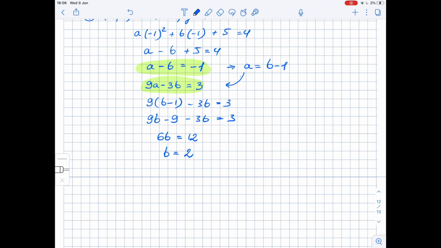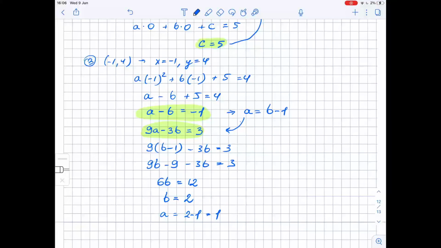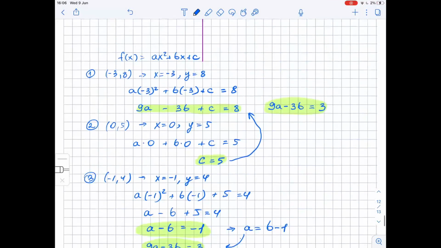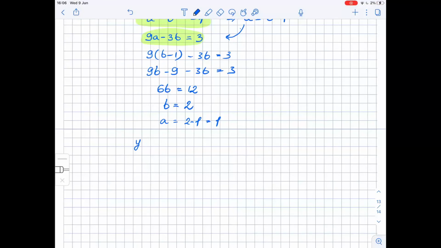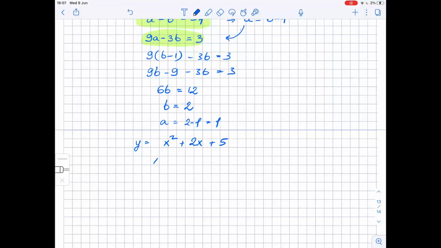Well, if b is equal to 2, then a is equal to b minus 1. So a is equal to 2 minus 1, and it's equal to 1. Well, we have all our coefficients. We have a, b, and c. So now we can actually write down our quadratic function. So y is equal to, a is equal to 1, so just x squared. B is equal to 2, so it's plus 2x. And c is equal to 5, so it's plus 5. Well, this is our quadratic function. We needed to find the equation, so the equation will be x squared plus 2x plus 5 equals 0.